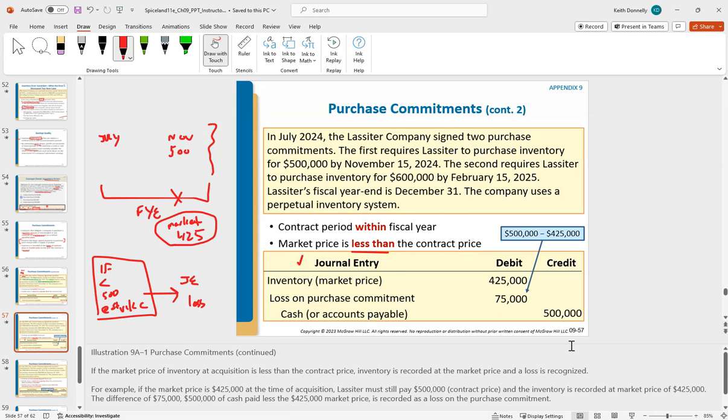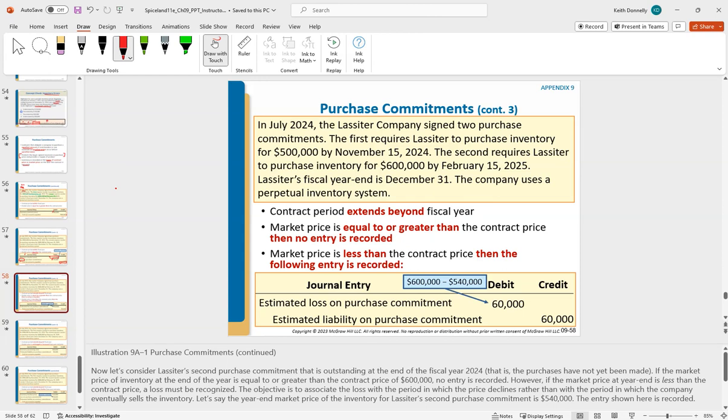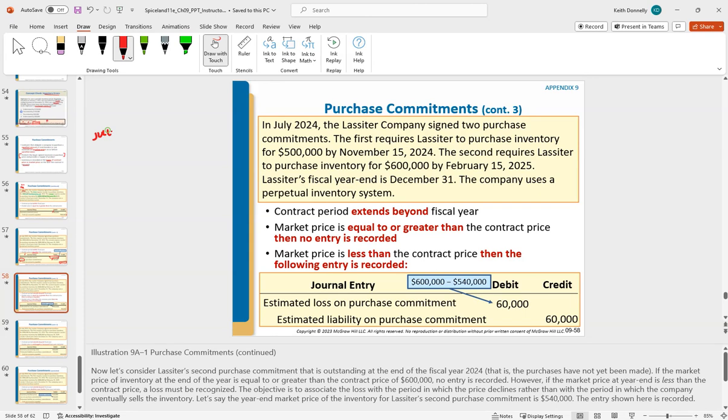What's the journal entry on the strike date? Well, we have to pay 500. We agreed to that; that's what we're paying. We'll put the inventory on there for 425, the lower of those two, and then we'll hit a loss for the difference. Okay? So that's for November. Here, if you think about it, what do we do? Because we were in July, we have our fiscal year end, 12/31.